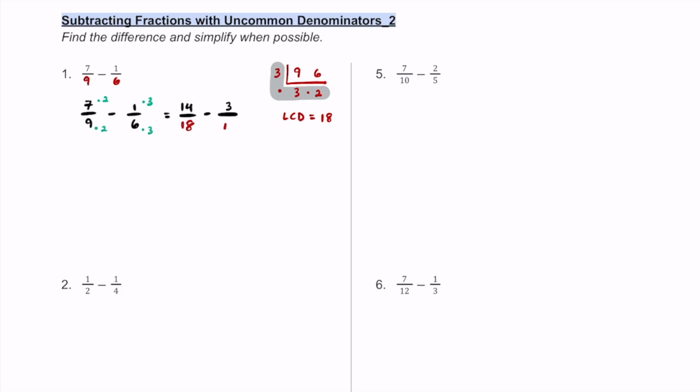Now that we have these common denominators of 18, we can go ahead and combine these two fractions using just one fraction bar. So 14 minus 3, that's going to be 11. So our final difference here is just going to be 11/18, and that'll be our final answer.